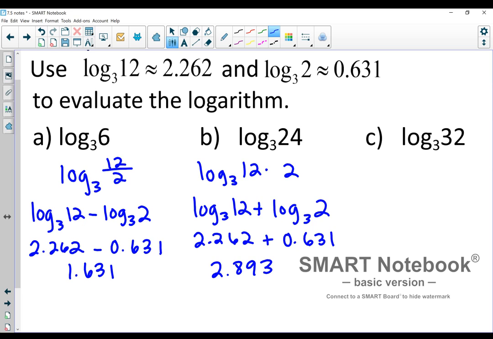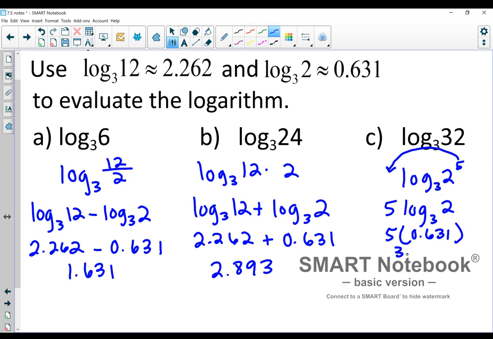The last one, we have log base 3 of 32. So let's see, 12 times 3 is 36, so we're not going to get it that way. But I do know that 2 raised to the 5th power is 32. So log base 3 of 2 raised to the 5th power. Now remember, anytime I have an exponent, I can multiply that in the front. A lot of times I draw that arrow to help students remember it as a coefficient. So 5 times log base 3 of 2, which is 5 times 0.631, which is 3.155. So this is one way we can use those properties.